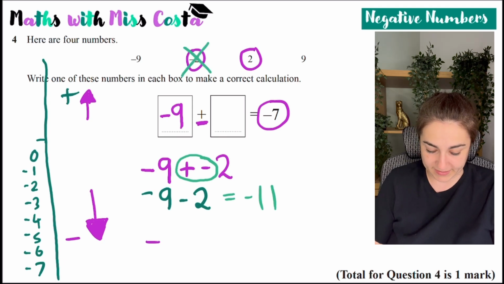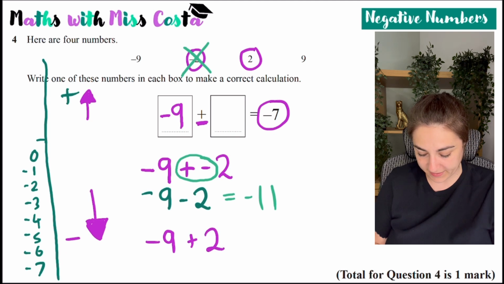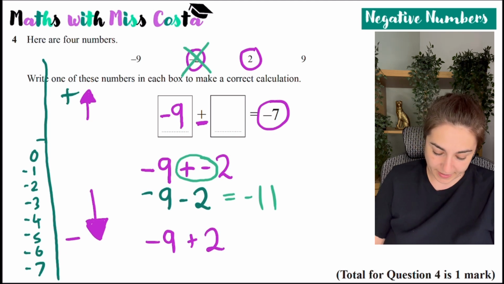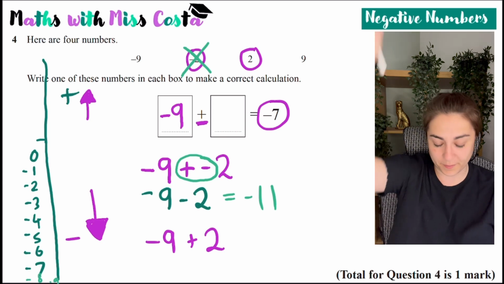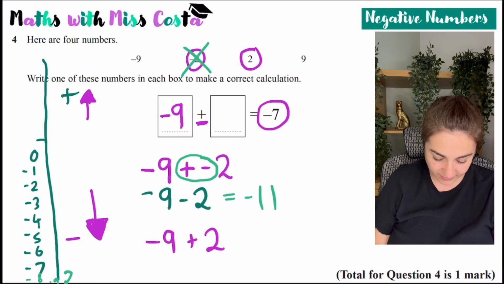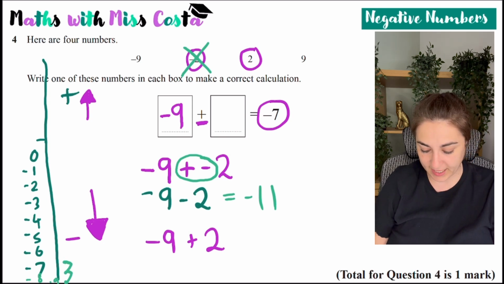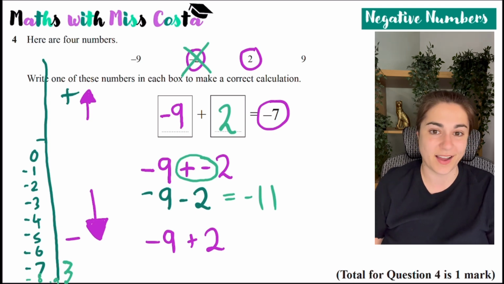So let's try -9 plus 2. So -9 plus 2. And remember, if I started at -9, I'd just be down here. And when I add, I go up the number line. So I'd start at -9 and I'd go up 1, 2. So that would take me to -7. So -9 plus 2 would be the calculation that I want to have.